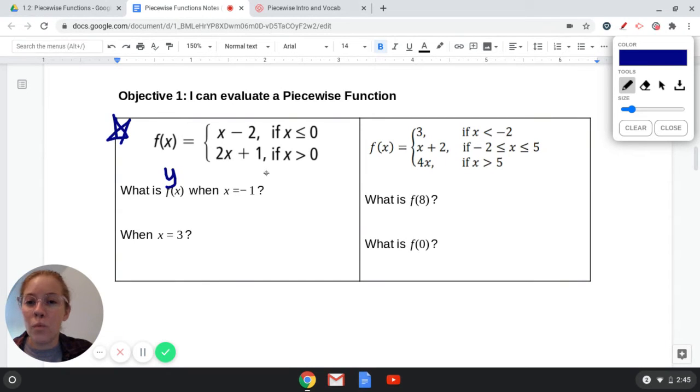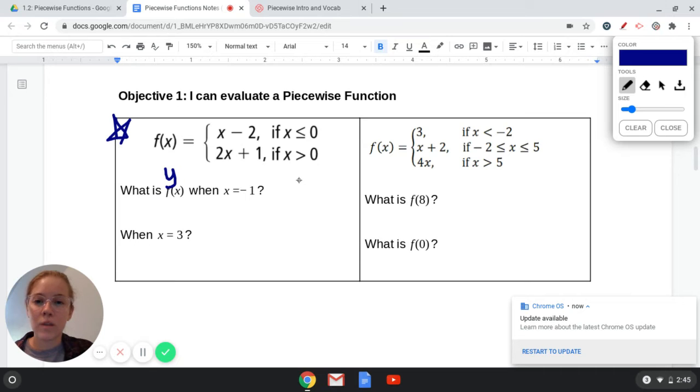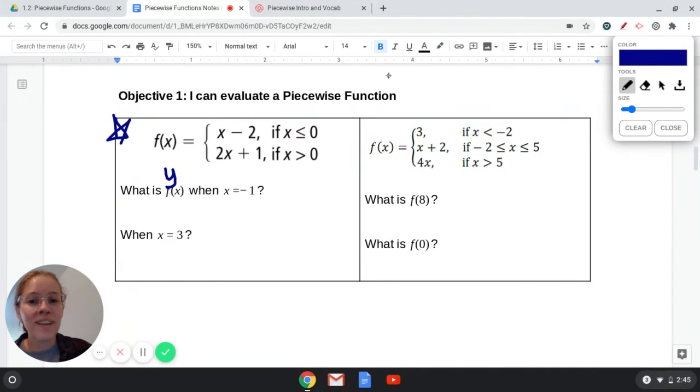So first we need to figure out which function to use, the top one or the bottom one. So when x is negative 1, which is less than 0, that means we need to use this top function, because negative 1 is less than or equal to 0. So I guess I could write top, because x is less than or equal to 0. Now we plug in that x value into the top function.